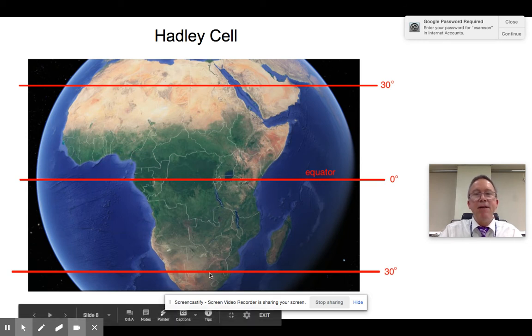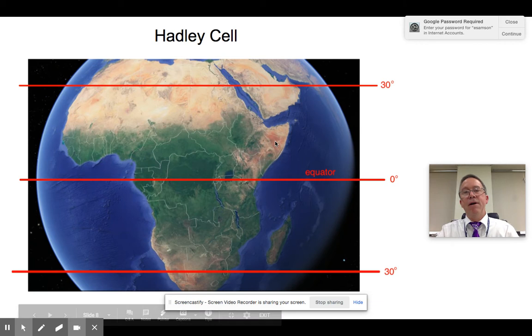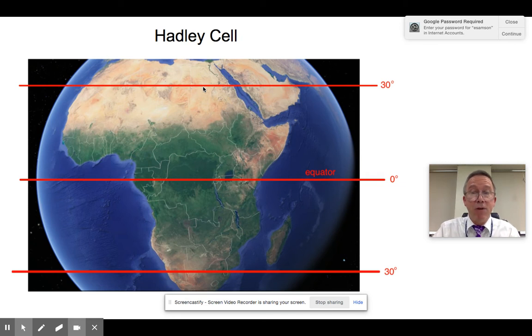So it's not that you can't have deserts in other locations. It's just that at 30 degrees, you have descending air, and that descending air tends to be dry. Just remember, falling air tends to be dry because it loses moisture on the way up. Please get that idea into your head because it's an important one.